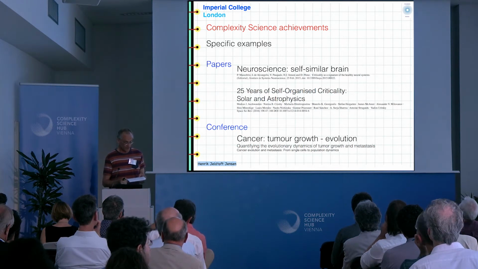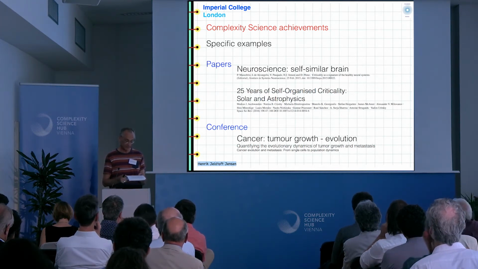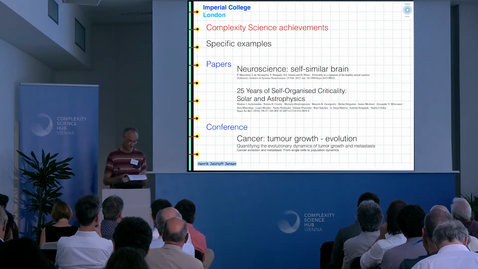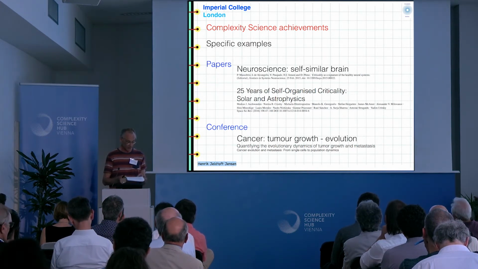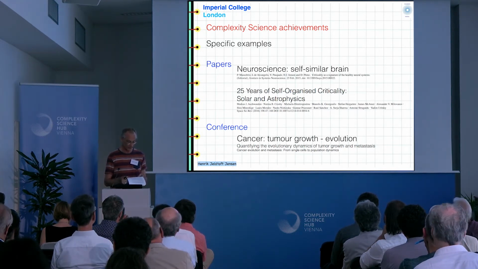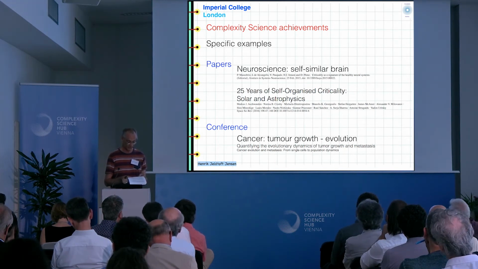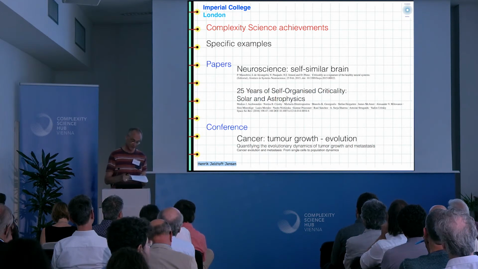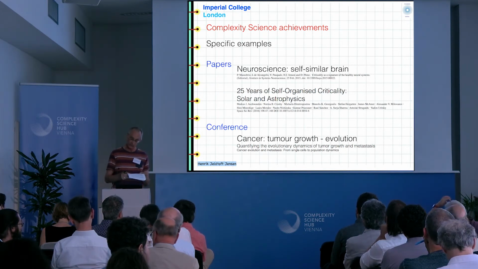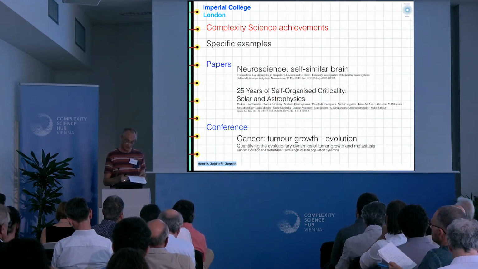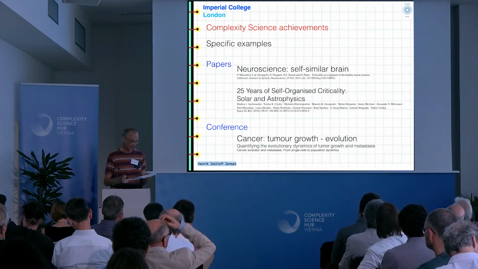So, neuroscience: self-similarity helps us understand brain dynamics in a very different way from the old traditional picture of a brain consisting of specialized, well-defined functional regions. Or solar physics and astrophysics, where complexity science contributed the focus on scaling laws and broad event distributions. Or very recently, in cancer, tumor growth and cell type diversity. During the last very few years, I think the new focus on the importance of co-evolution and self-organization is partly due to complexity science.